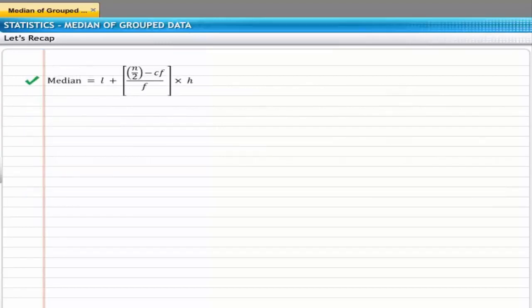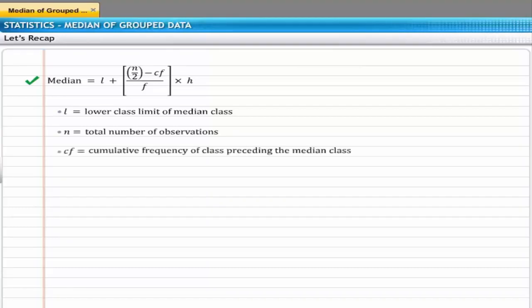The formula for the median of grouped data is shown here. In this formula, L is the lower class limit of the median class. N is the total number of observations. CF is the cumulative frequency of the class preceding the median class. F is the frequency of the median class. H is the class size of class intervals.